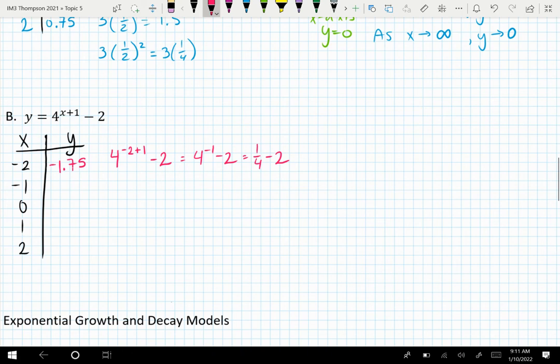I'm going to end up erasing this work because I'm going to need the space to do my graph and my talking about my features. So 4 to the power of -1 plus 1, and then all minus 2. I'm just plugging these x values in from my x. Four to the power of -1 plus 1 is 0. Anything to the power of 0 is 1.